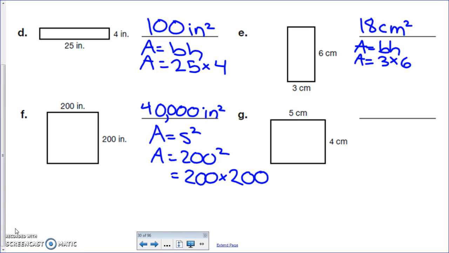For G, we have a rectangle again, so we're going to do area equals base times height and plug in 5 times 4. We know that 5 times 4 is 20, so our area will be 20 centimeters squared.